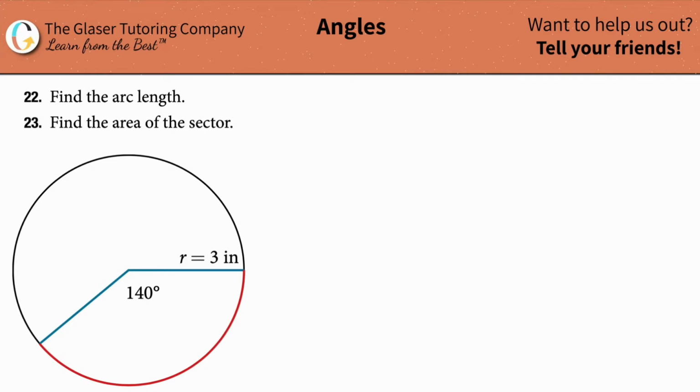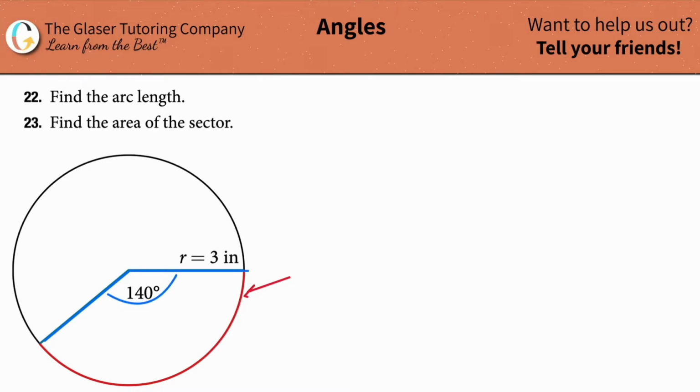So today, let's find out how to find the arc length and the area of a sector. So this right here in red represents the arc length. And in blue, we have a certain angular measure. So meaning between these two lines, the measurement of the angle in here is going to be 140 degrees.